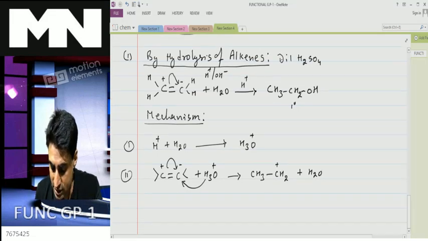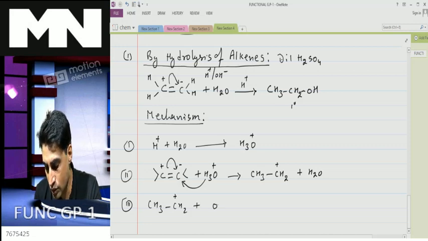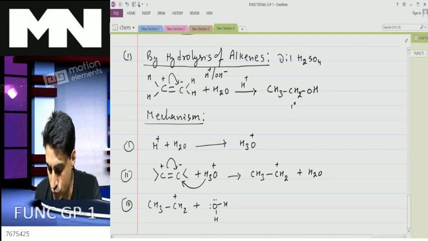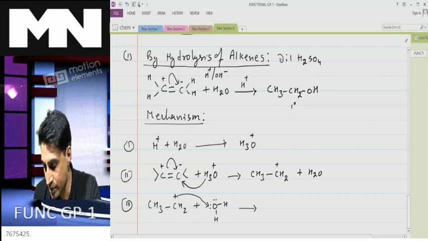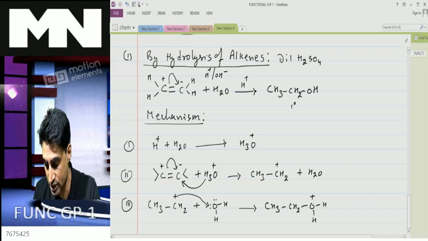After that, in the third step, CH3CH2 positive, this carbocation will attack the water molecule which has a lone pair of electrons. So this positive can easily attack this lone pair. It will get attached to the lone pair and you'll get a compound CH3CH2OH2 with a positive charge on the oxygen atom. Because oxygen has donated its lone pair of electrons, that's why it will acquire a positive charge.